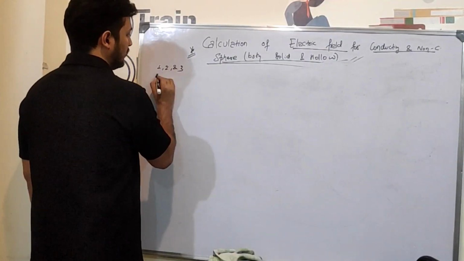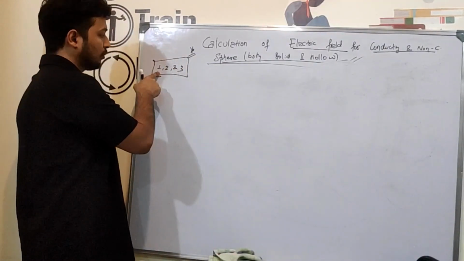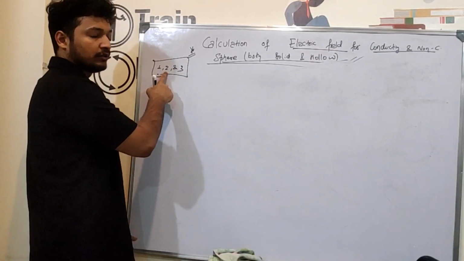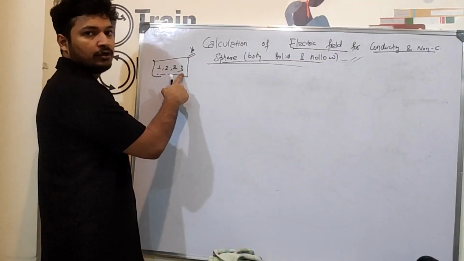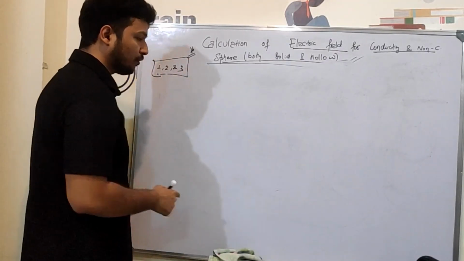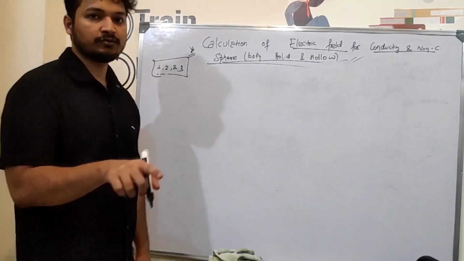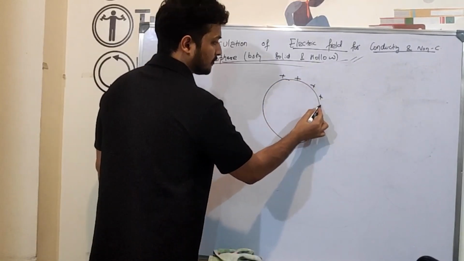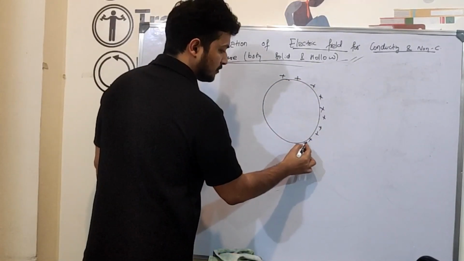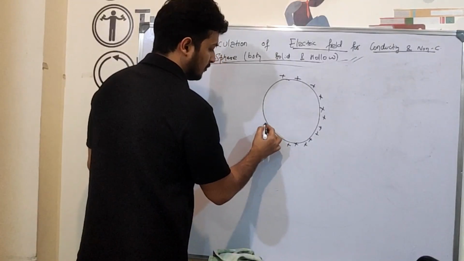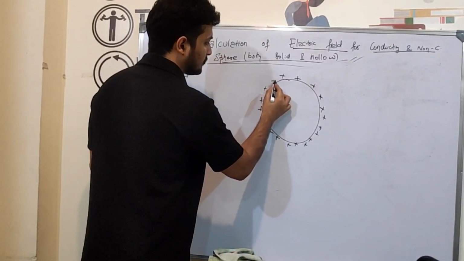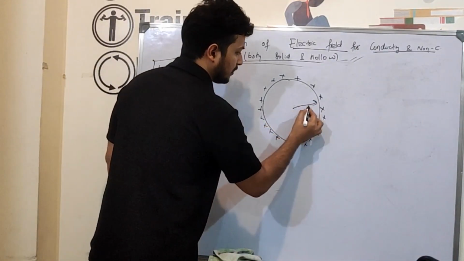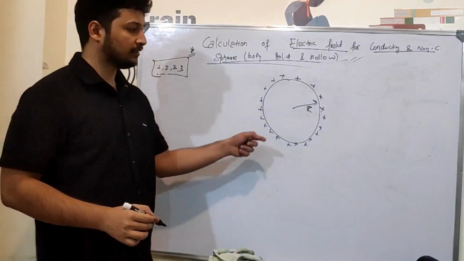That means what? One was a solid conducting sphere, second was a hollow conducting sphere, and third was a hollow non-conducting sphere. In all these three cases, we are going to see that charges were on the surface. And if we have charges on the surface, that means inside this sphere, if we consider it to have radius r, there is no charge.